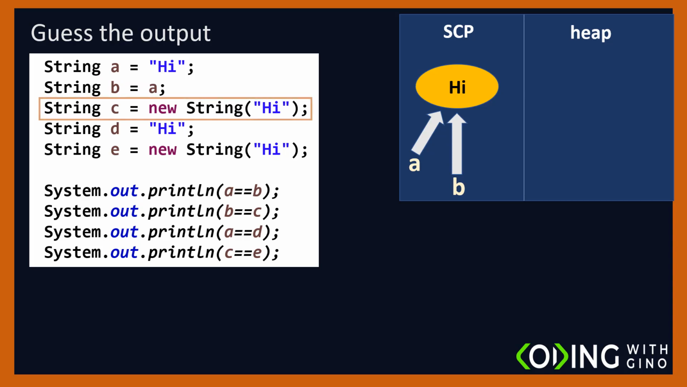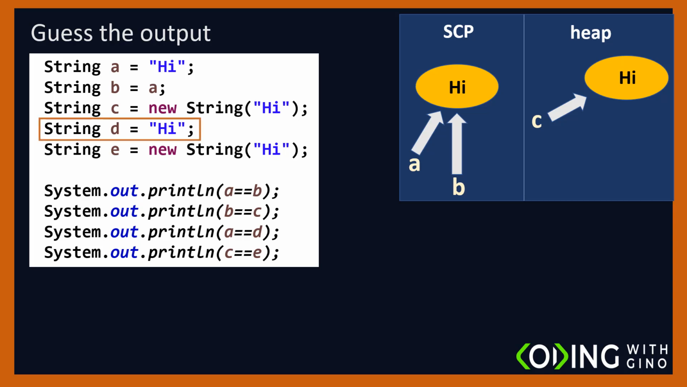Next, string C is created using new operator. So, new string "hi" is created in heap and C points to it. What about the SCP? Will a new object be created in SCP? No. String object "hi" already exists there, so no new object is created in SCP.